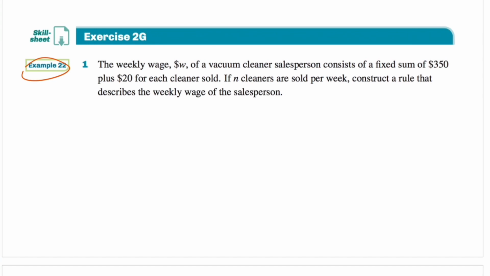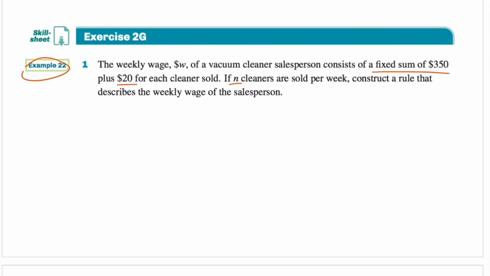All right, so question 1 says the weekly wage, $W, of a vacuum cleaner salesperson consists of a fixed sum. Fixed sum means that's the constant, $350, plus $20 for each cleaner sold. If n cleaners are sold per week, we're given the variable. Construct a rule that describes the weekly wage of the salesperson.